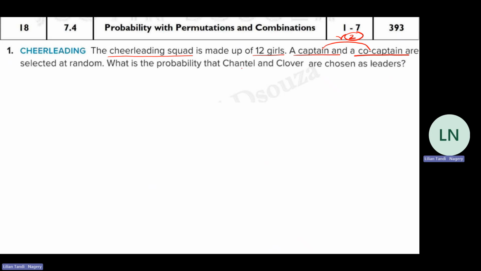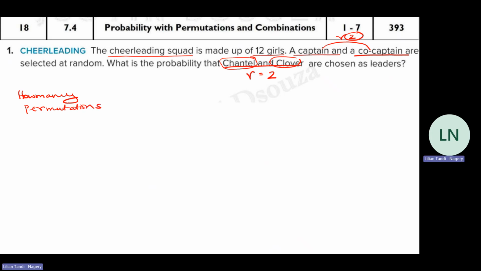What's the probability that Chantel and Clover, here is also another way of me knowing my R is 2. My R is 2. Are chosen as leaders. So I want to know first, how many permutations do I have?